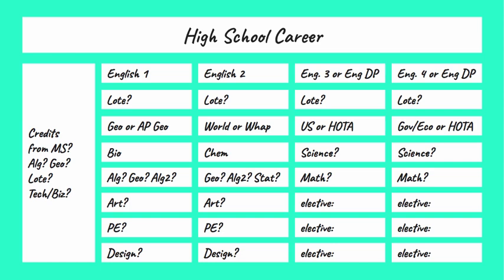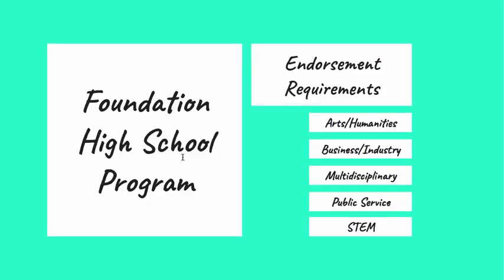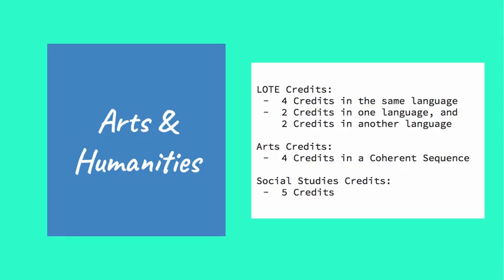So those requirements that we discussed already were just for the base program. Now let's talk a little bit about endorsements. So these are your 5 endorsement options. Each one has different requirements, and you can earn multiples. A lot of our students do earn multiples. So arts and humanities, you can earn it multiple ways. Lots of students on our campus earn these because earning 4 credits in the same language gets it, or earning 2 credits in one language and 2 in another will also do that.